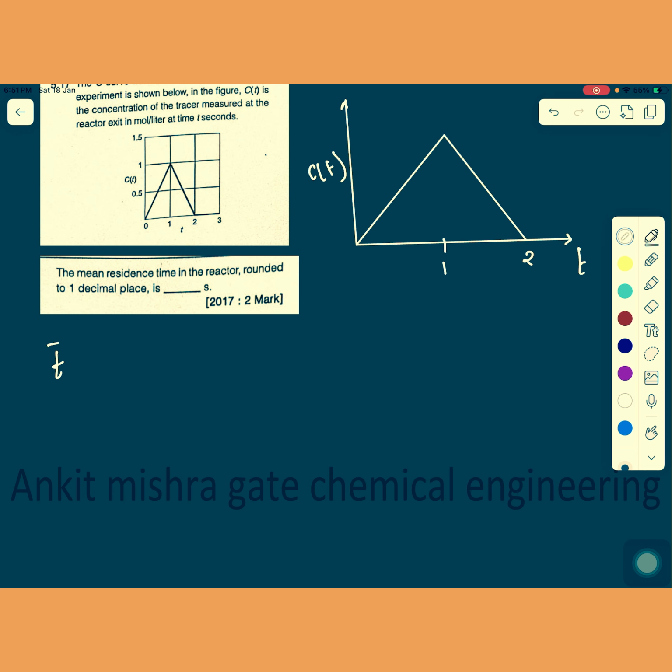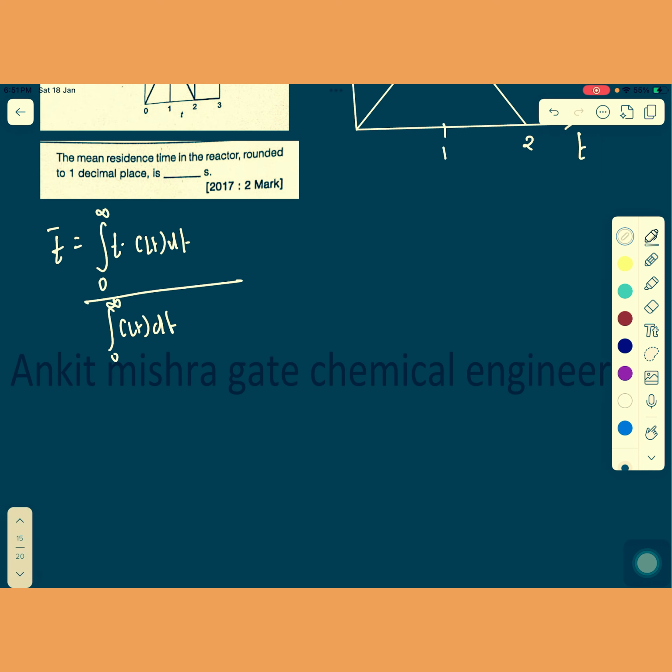So the mean residence time can be written as integral 0 to infinity t into C(t) dt divided by integral 0 to infinity C(t) dt, right? The parameter in the denominator is the area under the C(t) versus time curve.